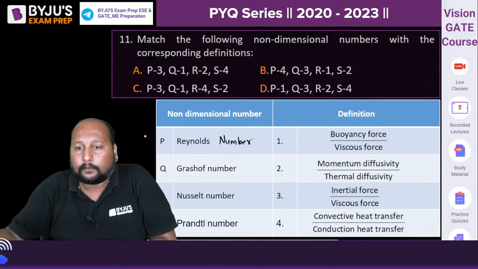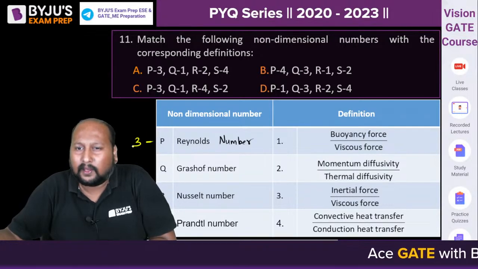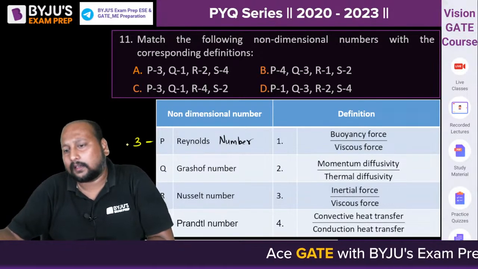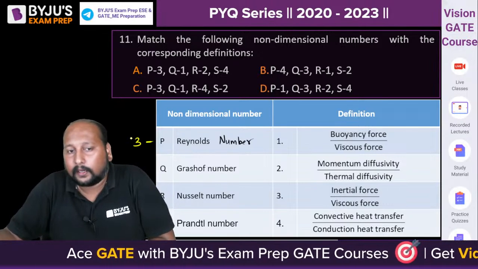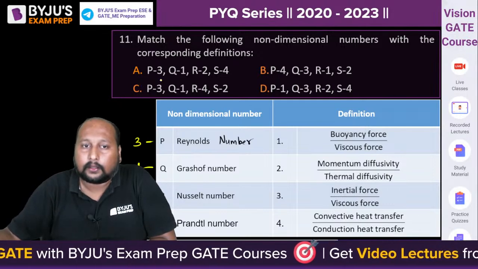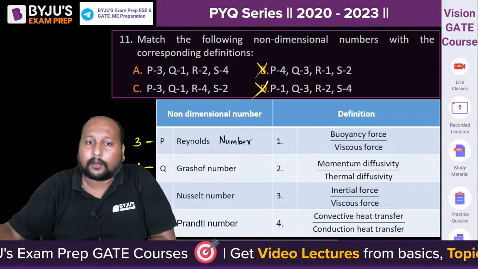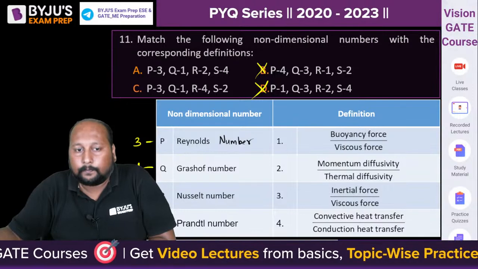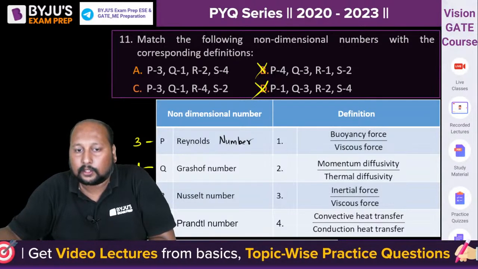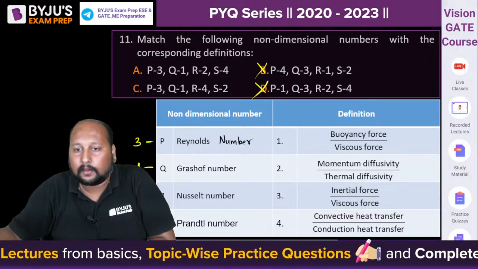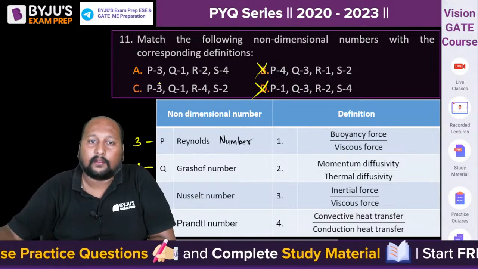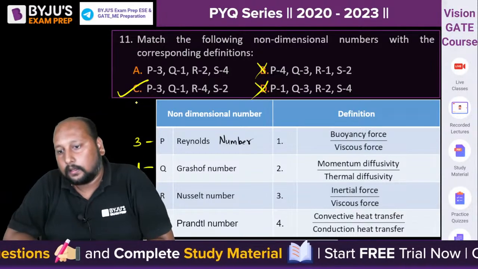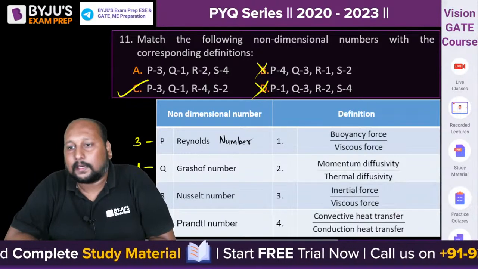Look, Reynolds number is inertia by viscous, so P3, P3, P1. Where did buoyancy come from? Buoyancy we get in the Grashof number. So 1 will be 3, so B or D is not possible. Nusselt number is convective heat transfer by conduction heat transfer, Prandtl is momentum diffusivity by thermal diffusivity. So S2, S4, 3142, option C is the correct answer.